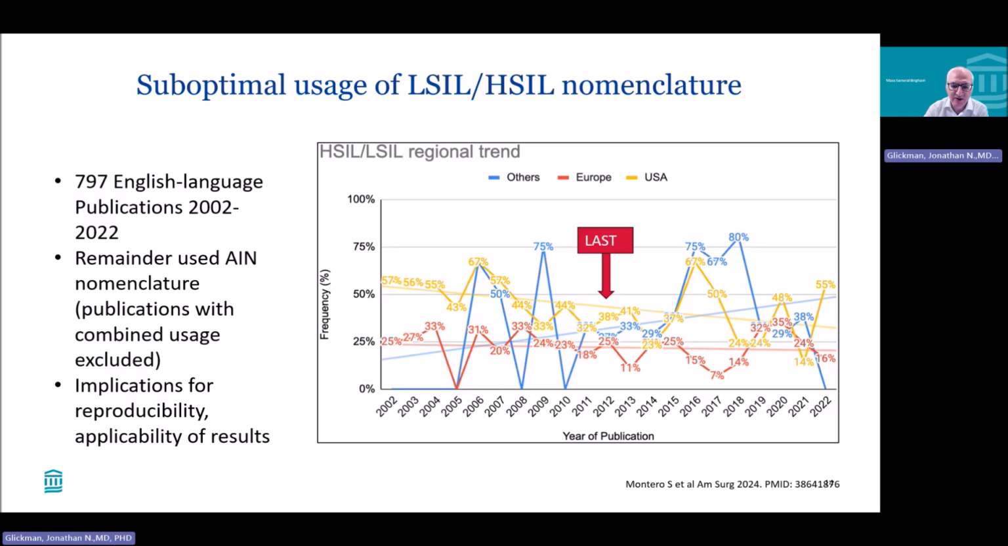And they found actually that although it has varied over the years, and there was a little bit of an increase in usage after the introduction of the last recommendations in 2012, it really is still hovering in the 40 to 50% range, and the remainder used the AIN nomenclature or sometimes combined nomenclature. So I think this does illustrate that there's a lot of variability in the published literature, and it does have implications for reproducibility and applicability of results as they're being applied.